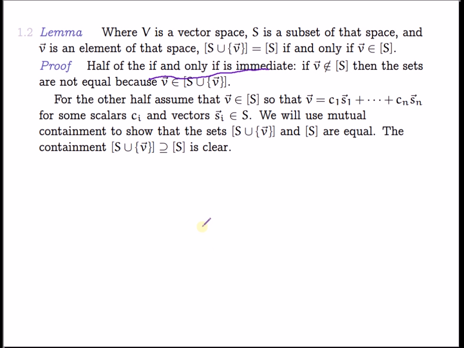That's a general statement. On the other hand, assume that V is in the span of S. So V is a linear combination of vectors in S. Now, in order to show that the span of S union V is equal to the span of S, I need to show that these two sets are equal. Now, it's clear that the span of S is contained in the span of S union V because the span of S is the set of linear combinations of vectors in S, which are also vectors in S union V.